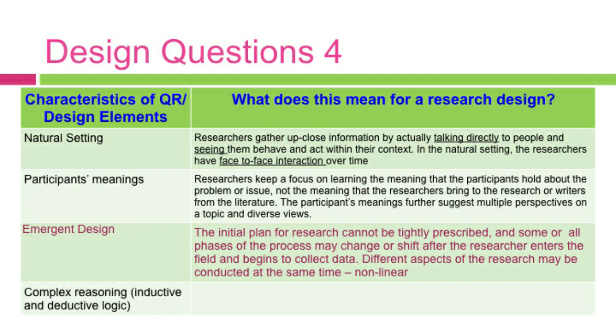So in design question 4, emergent design is the initial plan for the research. It cannot be tightly prescribed because many times you do not know exactly what you're looking for. So you have a sketchy design. And some or all phases of the process may change or shift after the researcher enters the field and begins to collect data. That's a big watershed.